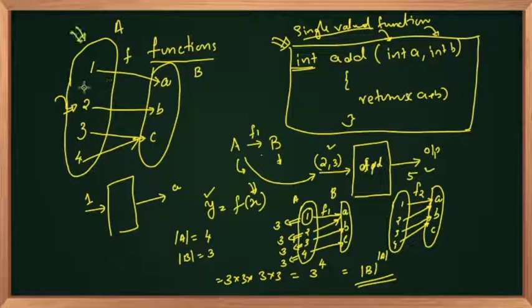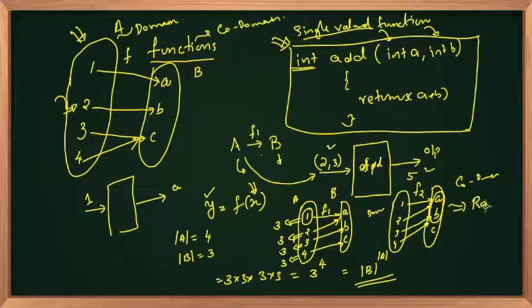Clear? Also, the set of inputs to which you are applying this function is called the domain, and the right side, the set B, is usually known as the codomain. It's not mandatory that all elements of the codomain are an image of some element from A. For example, in this function, A is an image of 1 and 2. Similarly, B is an image of 3 and 4, but C is not mapped. So this is the domain, and this is the codomain. The elements which are actually an image of some element, here A and B, are called the range.